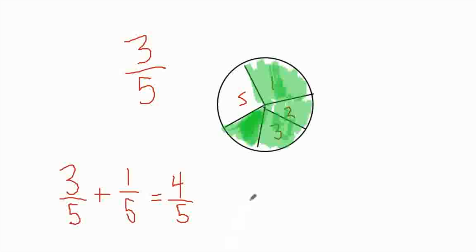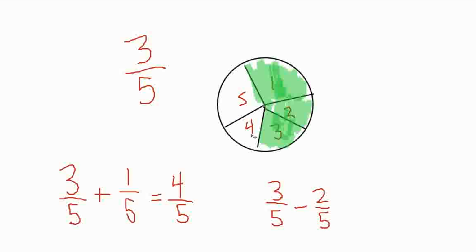And then you can also do subtraction in a similar manner. Think of it in a similar manner. So this time, let's say I had 3. Let's go back to 3 pizza slices.